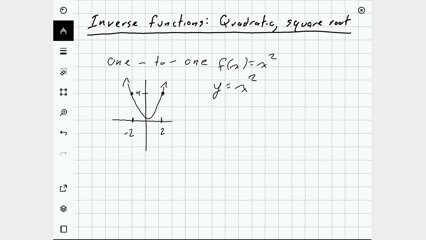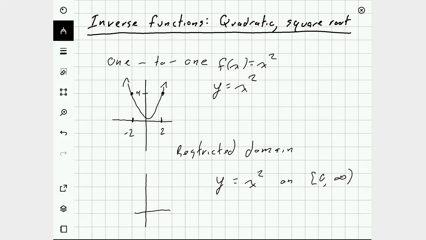So in order to deal with that, we need to restrict the domain. If we decide that we want to look at y equals x squared only on the interval from 0 to infinity, then we are using just the positive branch of the quadratic function, and this is a one-to-one function. It will have an inverse.